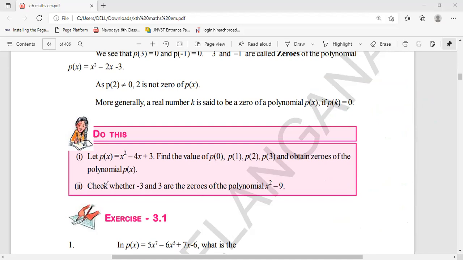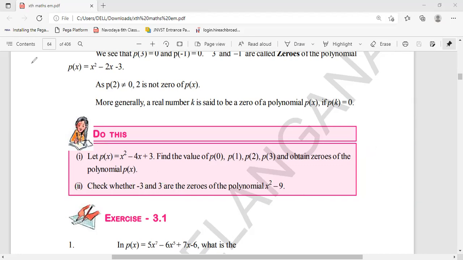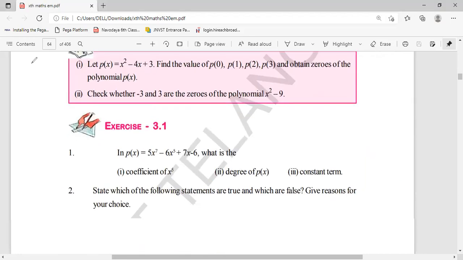They are asking here, check whether minus 3 and 3 are zeros of the polynomial or not. Simple, you take p of x is equal to x square minus 9, and they are asking to check whether minus 3 is 0 of the polynomial or not. Just replace x with minus 3. So 9 minus 9 is 0. For 3 also you will get 0. So minus 3 and 3 are the zeros of the polynomial x square minus 9.